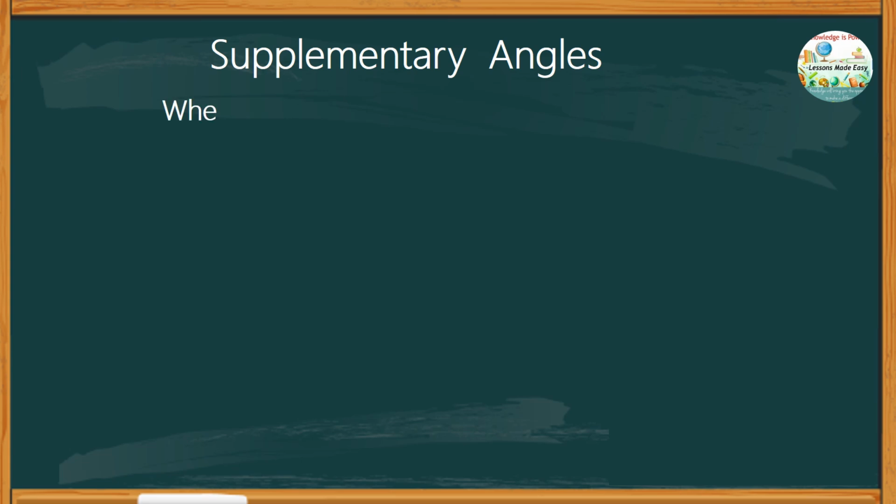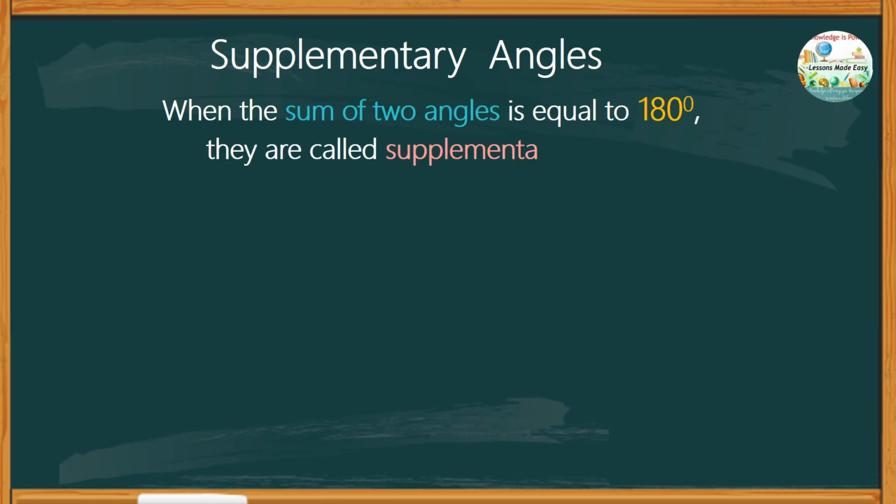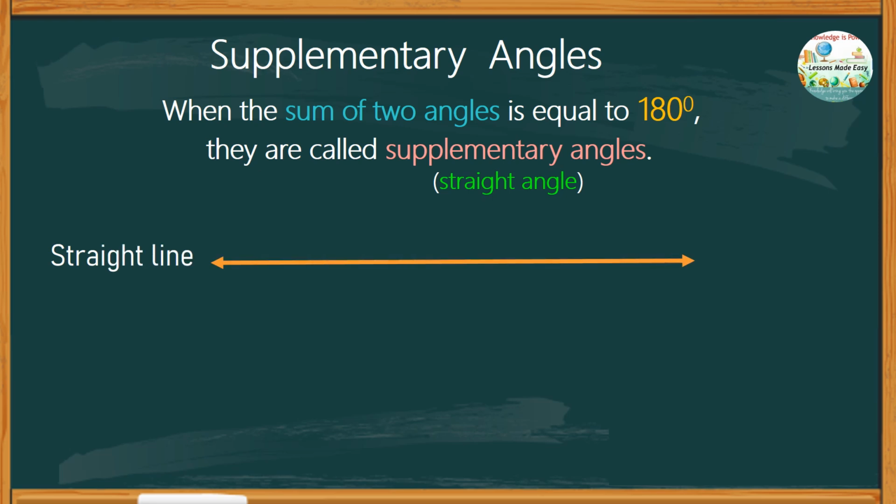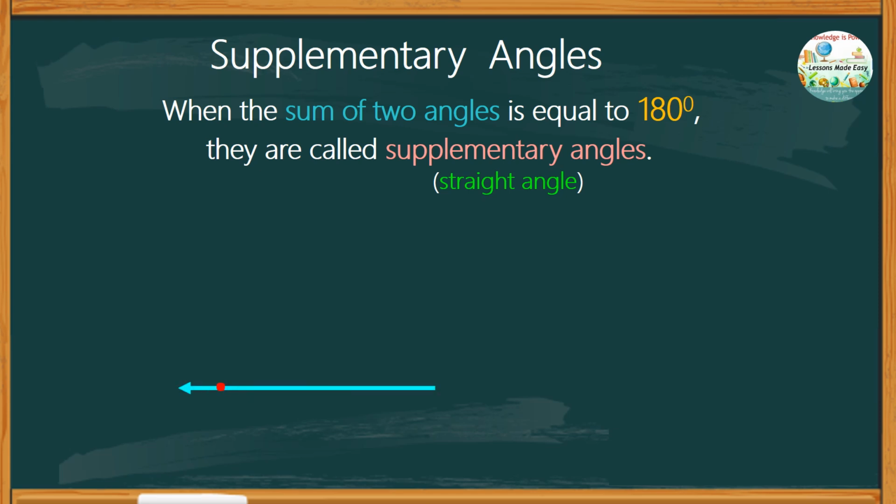Take note of this. When the sum of the two angles is equal to 180 degrees, they are called supplementary angles. We know for a fact that an angle with a measurement of 180 degrees is also called a straight angle. But what is the difference between a straight angle and a straight line? A line has no beginning and no end, while a straight angle is made up of two rays with one endpoint. And this endpoint is the vertex.